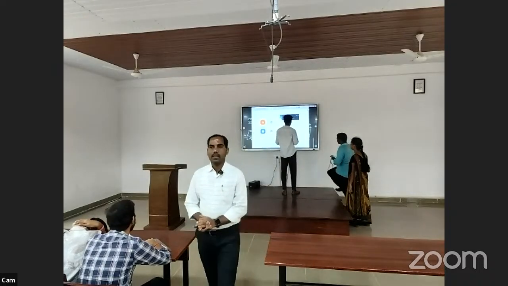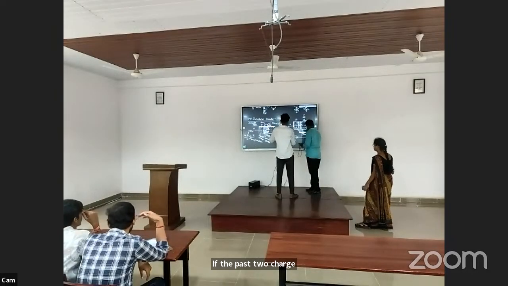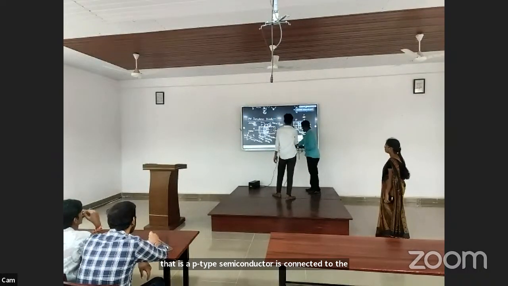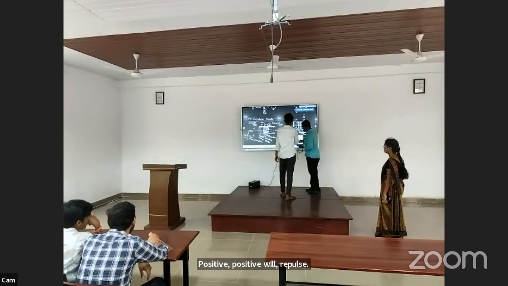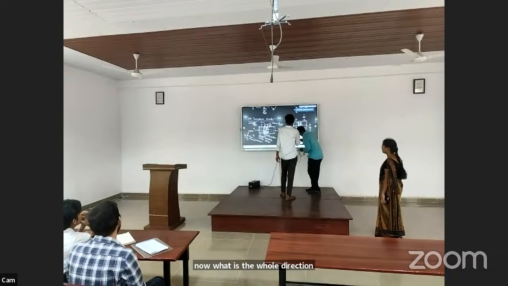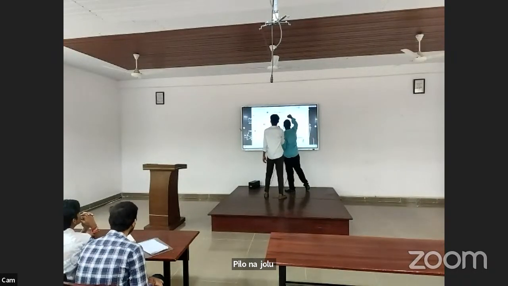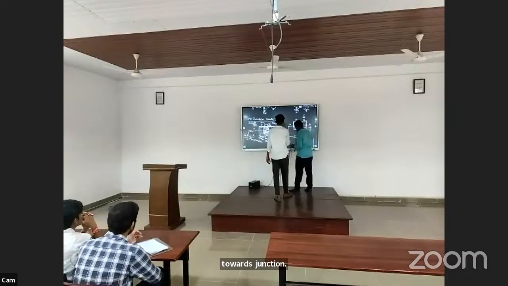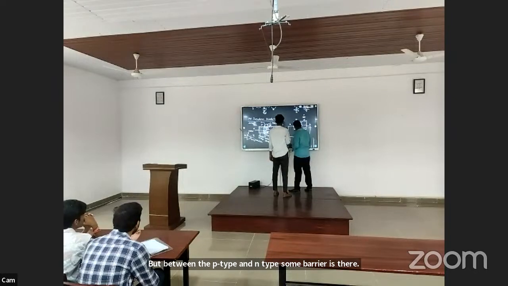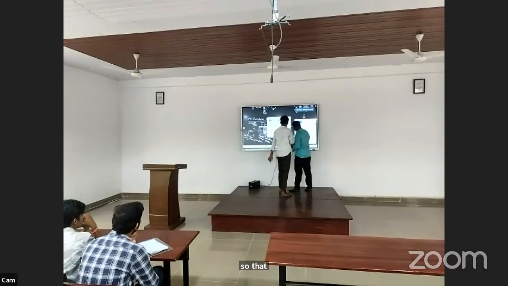Okay, listen. If the positive charge, that is the P-type semiconductor, is connected to the positive terminal of the battery, what happens? Positive will repel. Now what is the hole's direction? Towards the battery or out of the battery? Where does the hole in the P-type semiconductor move? Towards the junction, towards the N-type semiconductor. But between the P-type and N-type, some barrier is there. That barrier is the depletion layer, depletion region. So that hole is moving towards the depletion region.